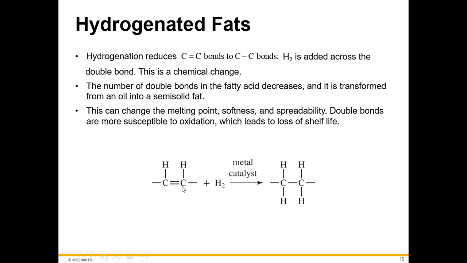And again, when the bonding changes, the physical properties change. So that means that you can have something with a double bond and you make it into a single bond, and now you've changed the melting point, you've changed the softness, you've changed the spreadability. So for instance, think about margarine versus butter. Butter, saturated fat. Margarine, you've taken an oil and turned it into a saturated fat. But now you've made it, because of the properties of the oil, more spreadable.